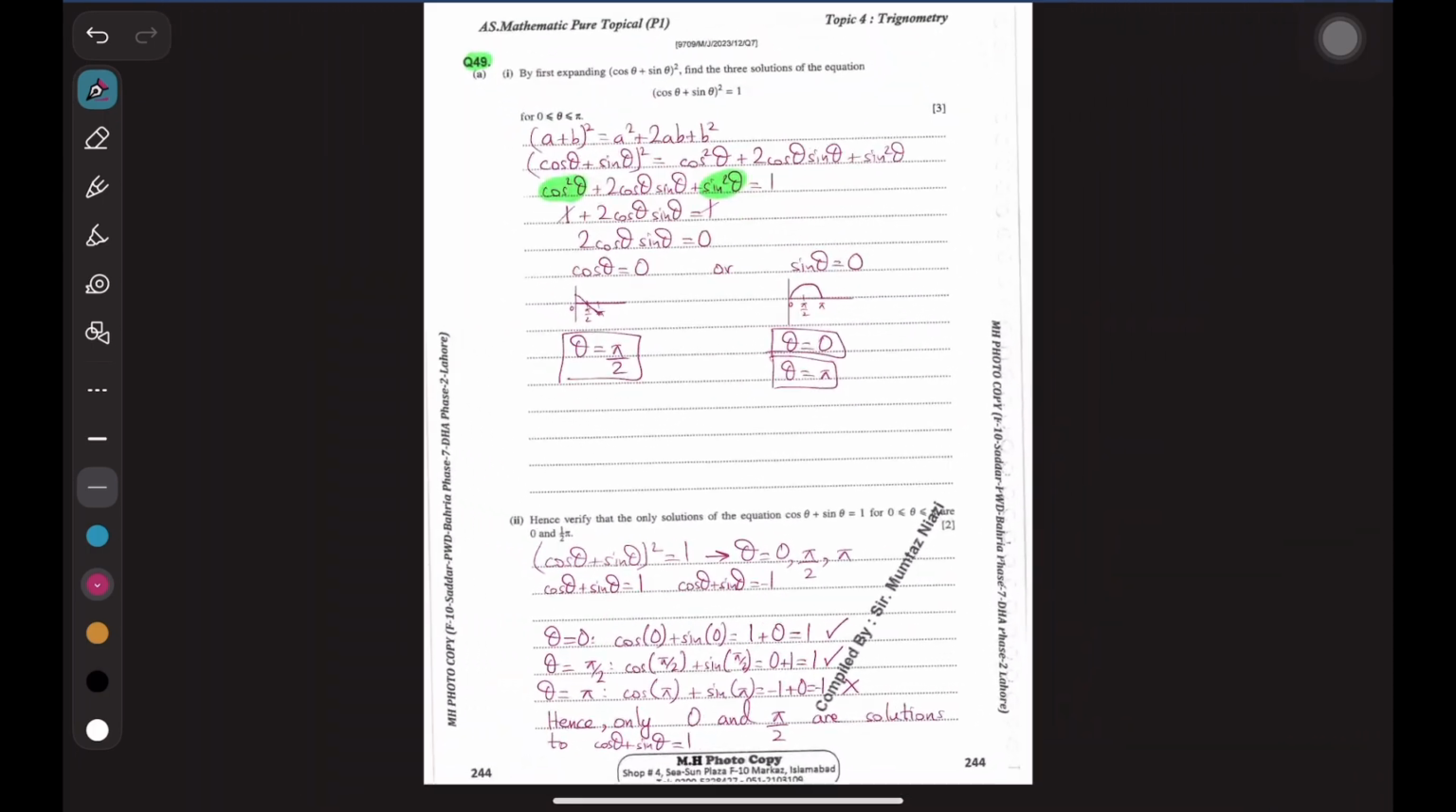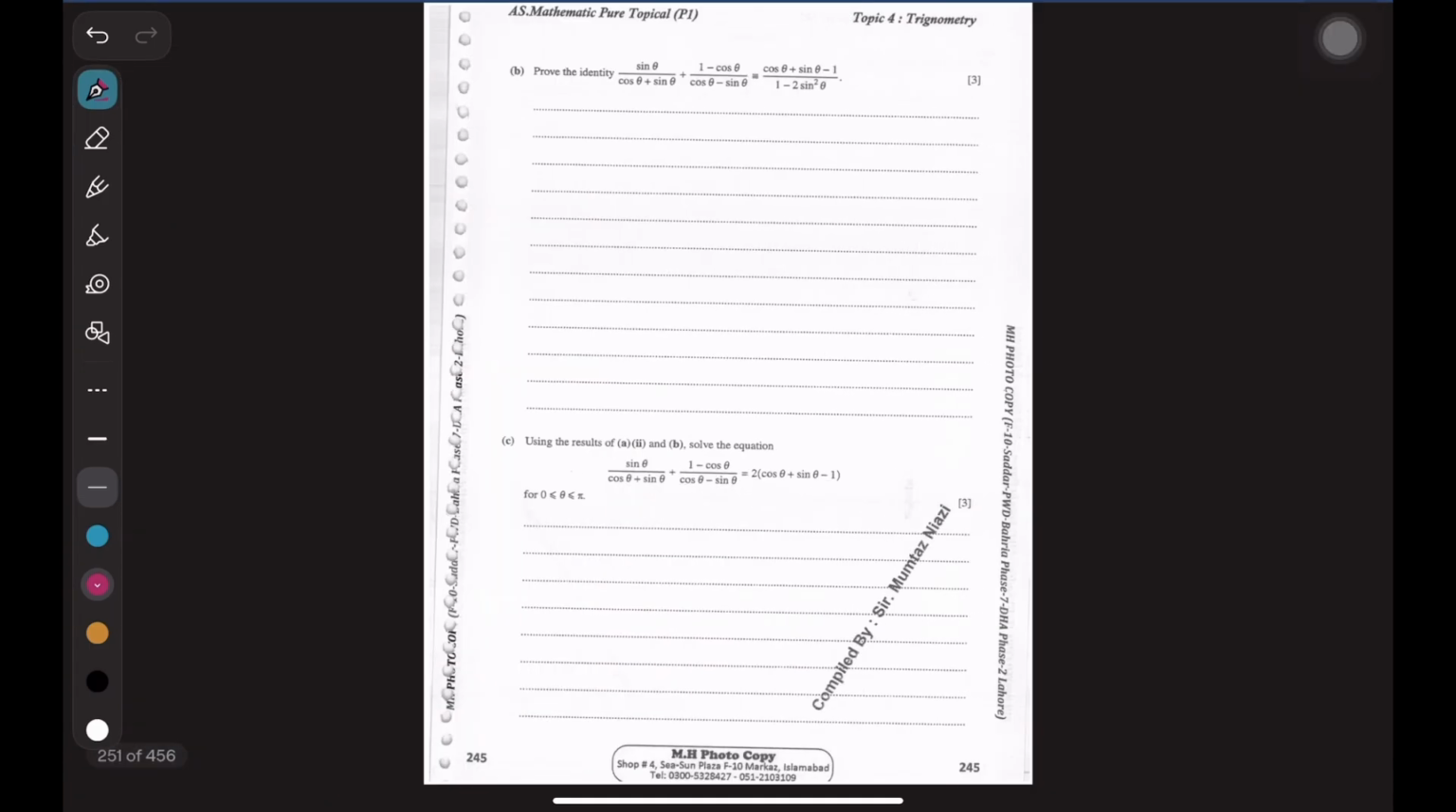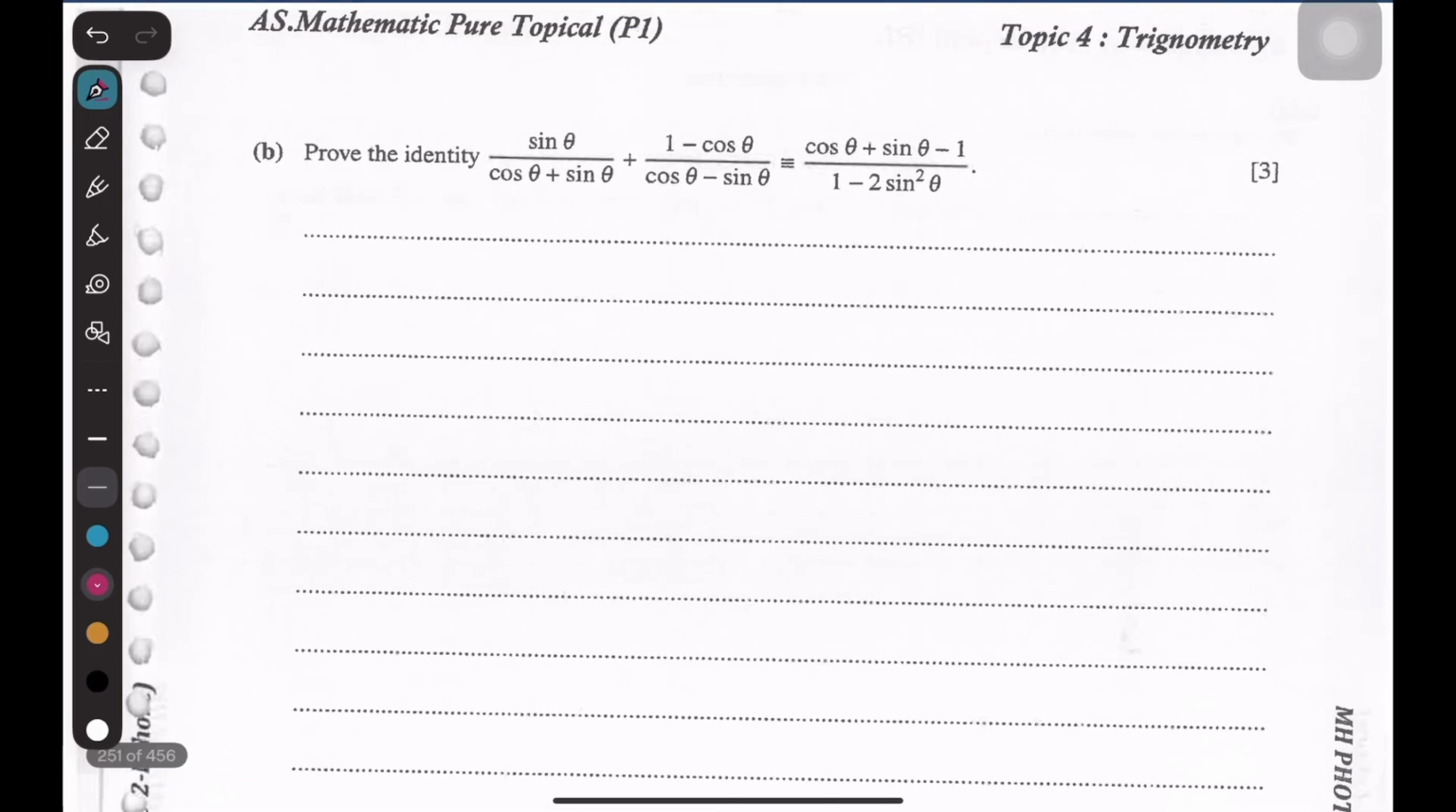I hope this made sense. Let's move on. Okay, there's another part. Prove the identity sin theta upon cos theta plus sin theta plus 1 minus cos theta upon cos theta minus sin theta equals the right hand side. So we'll start with the left hand side.